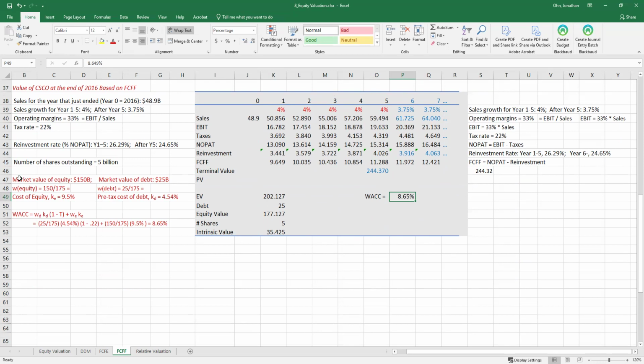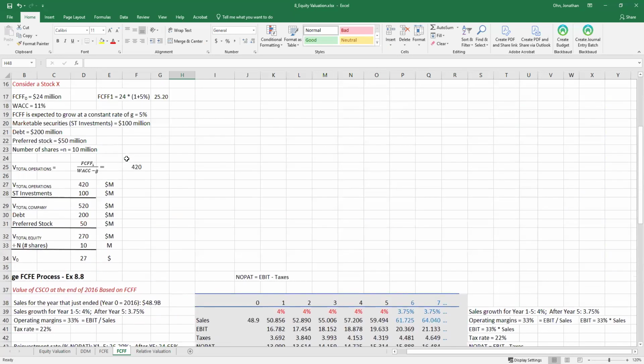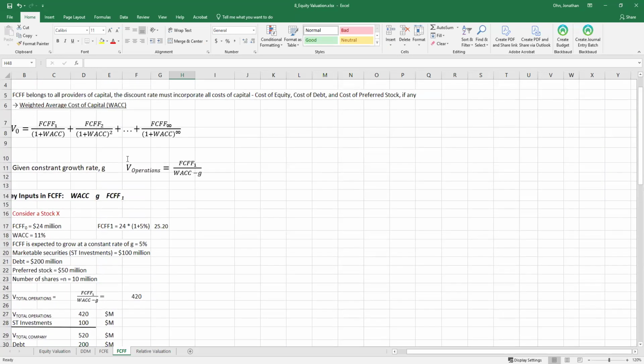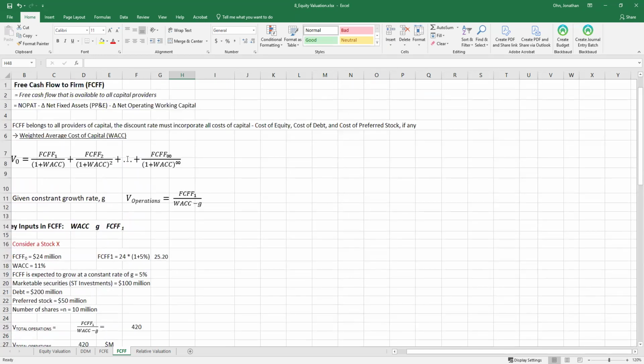It shows the market value of equity is $150 billion, and the market value of debt is $25 billion. So the total is 175, right? $175 billion. And there's no preferred stock; it's not shown.